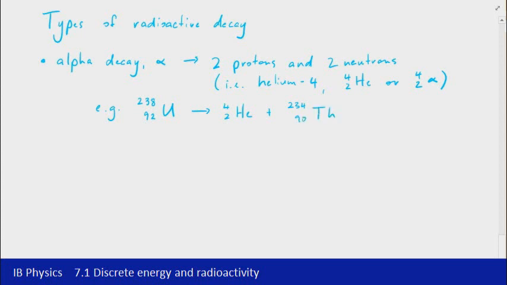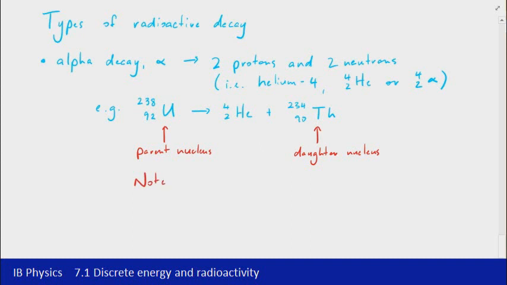Now to make it a little bit clearer here, there's a few terms that we're going to use when we're looking at this type of decay. The one that we start with is known as the parent nucleus, and the one that we end up with is the daughter nucleus. So they're 2 terms that we'll just use to clarify whether we're talking about what we start with or what we end up with.